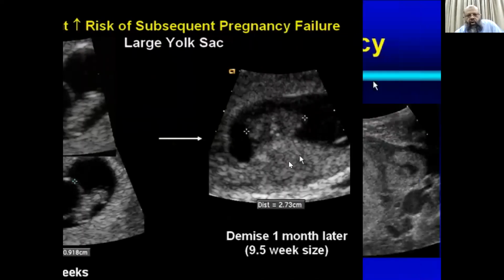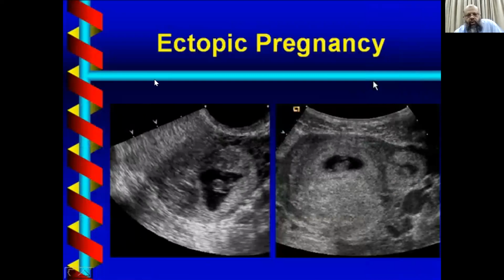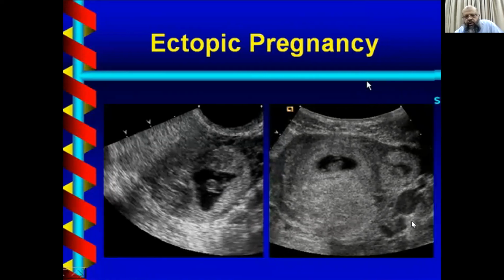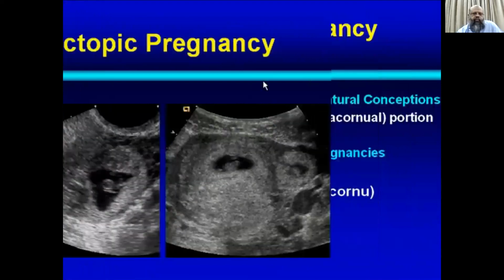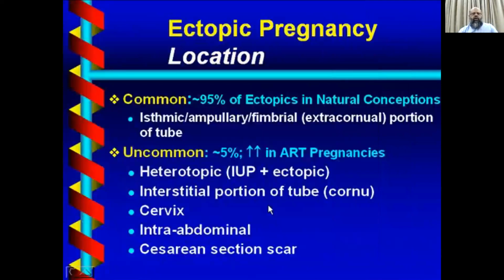Then we can have ectopic pregnancy. This is a gestational sac with embryo and yolk sac. Here is another one. So the location of ectopic pregnancy is important. It is one of the very important emergencies in the first trimester. Common, 95% in natural conceptions: isthmic, ampullary, fimbrial, and extracornual portion of the tube.